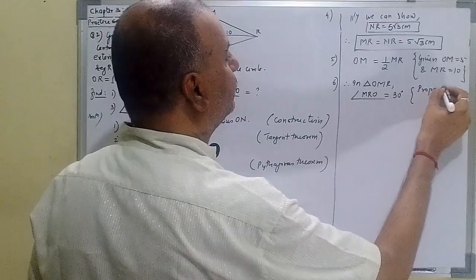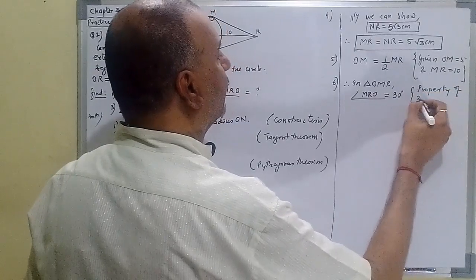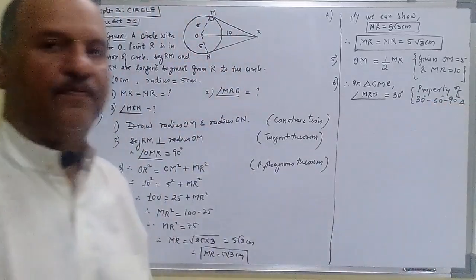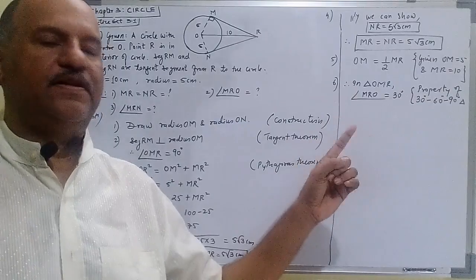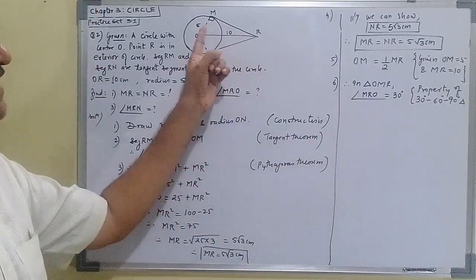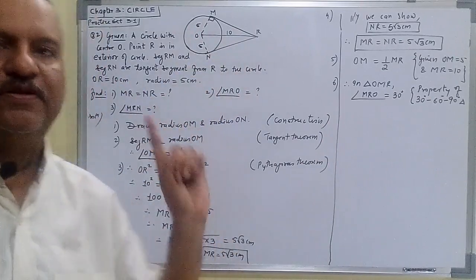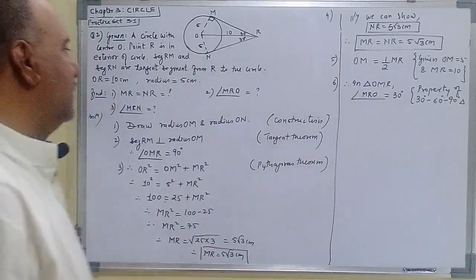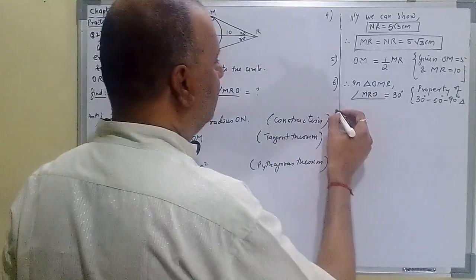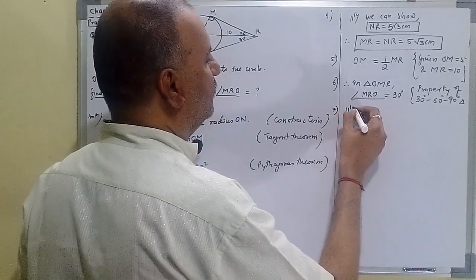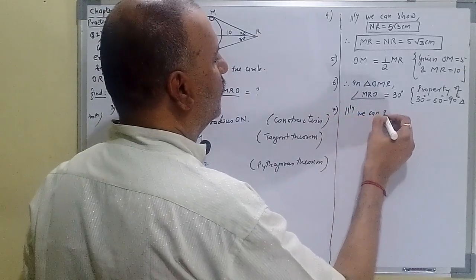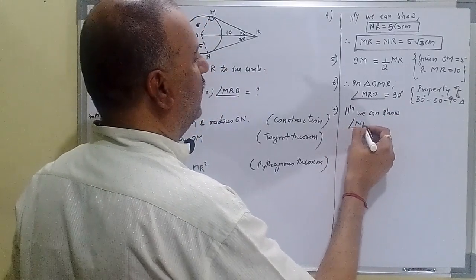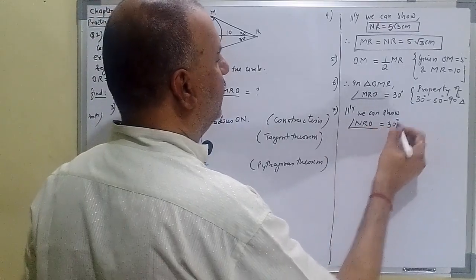Property of 30, 60, 90 triangle. The side opposite angle 30: if this angle is 30, then the opposite side is half of the hypotenuse. This is the property. So this is your 30. Similarly, we can show this also as 30. Statement number 7. Similarly, we can show angle NRO equal to 30 degrees.